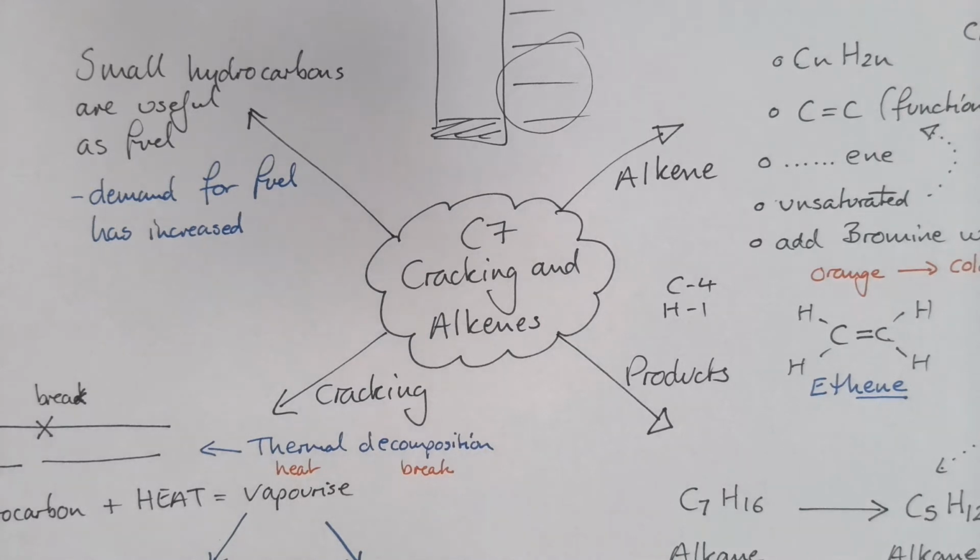Here is your overview of the C7 topic to do with cracking and alkenes. So in the previous lessons we looked at the process of fractional distillation, which was used to separate hydrocarbons according to their size order, which relates to their boiling points.